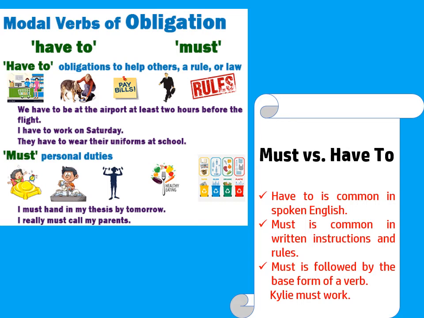Must is followed by the base form of a verb. For example, Kylie must work. Although usually with Kylie, she, we add s to the base word, it should be she works, but in this case when we add must, the verb stays in its base form.